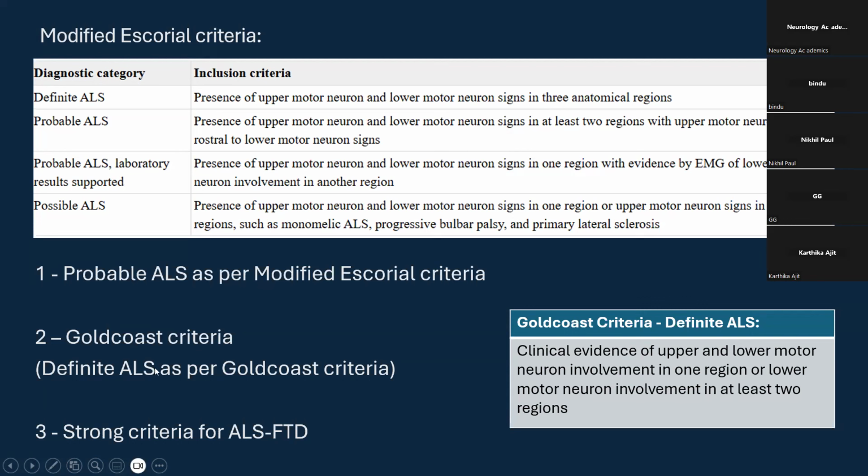The other criteria is Gold Coast criteria. The same clinical picture, if classified according to the Gold Coast criteria, the patient will be classified under definite ALS. Here you can see the criteria: upper and lower motor neuron involvement in 1 region or lower motor neuron involvement in at least 2 regions. And the criteria for ALS-FTD is strong criteria.